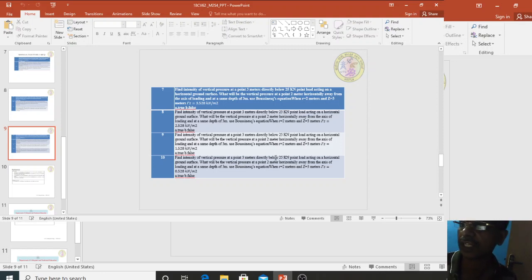Next, find the intensity of vertical pressure at a point 3 meter directly below a 25 kN point load acting on a horizontal ground surface. What will be the vertical pressure at a point 2 meter horizontally away from the axis of loading? When Z is equal to 3 meter and R is equal to 2 meter, sigma z of 1.528 can never be, it should be less than 1.326. Therefore the answer is B.